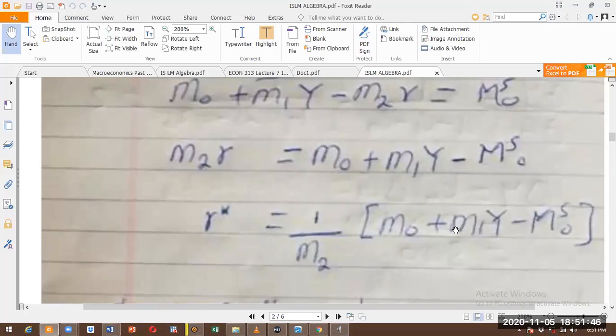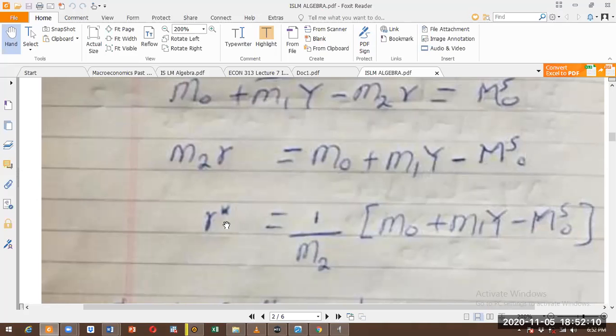I'm sure you know that whenever they increase money supply, there's a fall in interest rate. This is the reason. You see that the money supply is negatively related to interest rate. So whenever you increase money supply, then interest rate is supposed to fall.